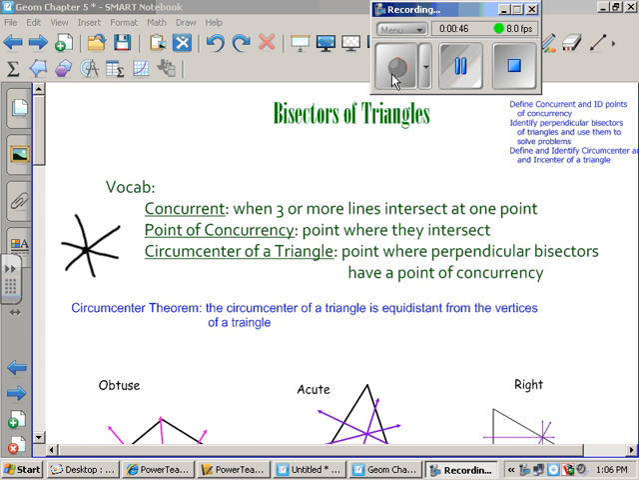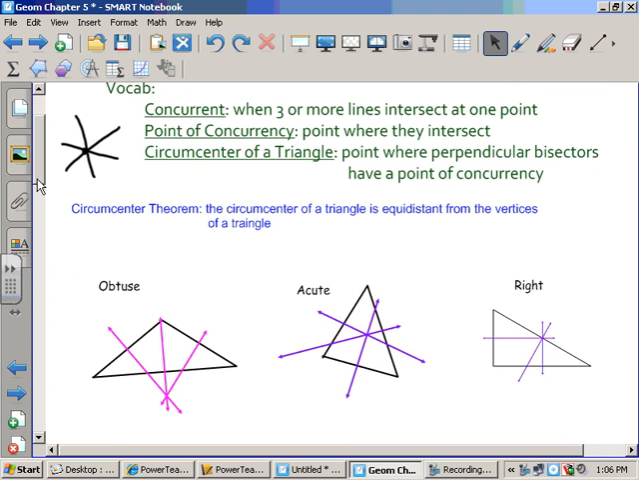Okay, and the circumcenter in a triangle is the point of concurrency of all the perpendicular bisectors. So what I did here was I drew the perpendicular bisectors. There's these pink lines here. Okay, so that is a perpendicular bisector, perpendicular bisector, perpendicular bisector. And their point of concurrency is out here. Now in an obtuse triangle, it'll always be outside the triangle. In an acute triangle, it'll always be inside. And in a right triangle, it'll always be exactly on the hypotenuse.